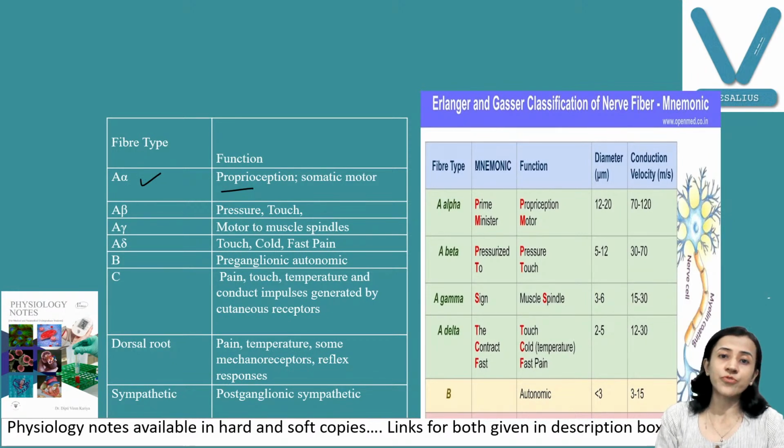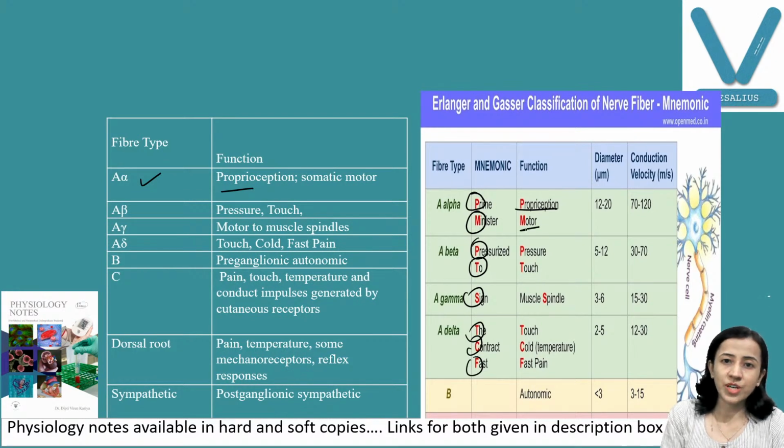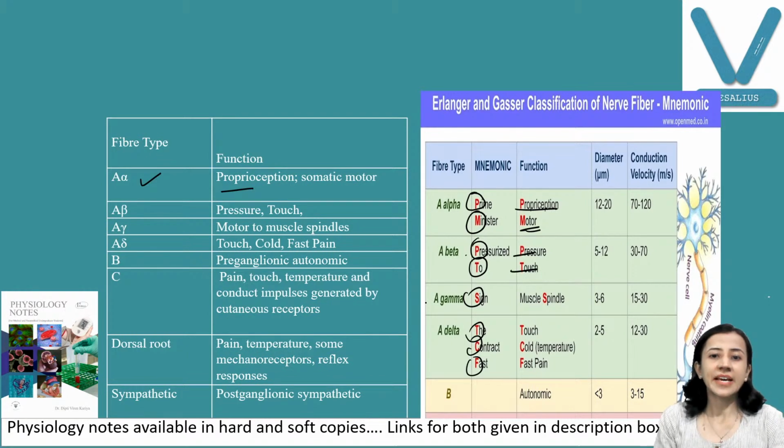Now, this I told you, Erlanger-Gasser classification and functions. If you have not attended, just revise this. This is the mnemonic for function: prime minister, pressurize to sign the contract fast. P for proprioception. So A alpha carries proprioception. Minister, motor. A beta, pressure and touch. A gamma, sign, that is S for muscle spindle again. The contract, touch, cold and fast pain.